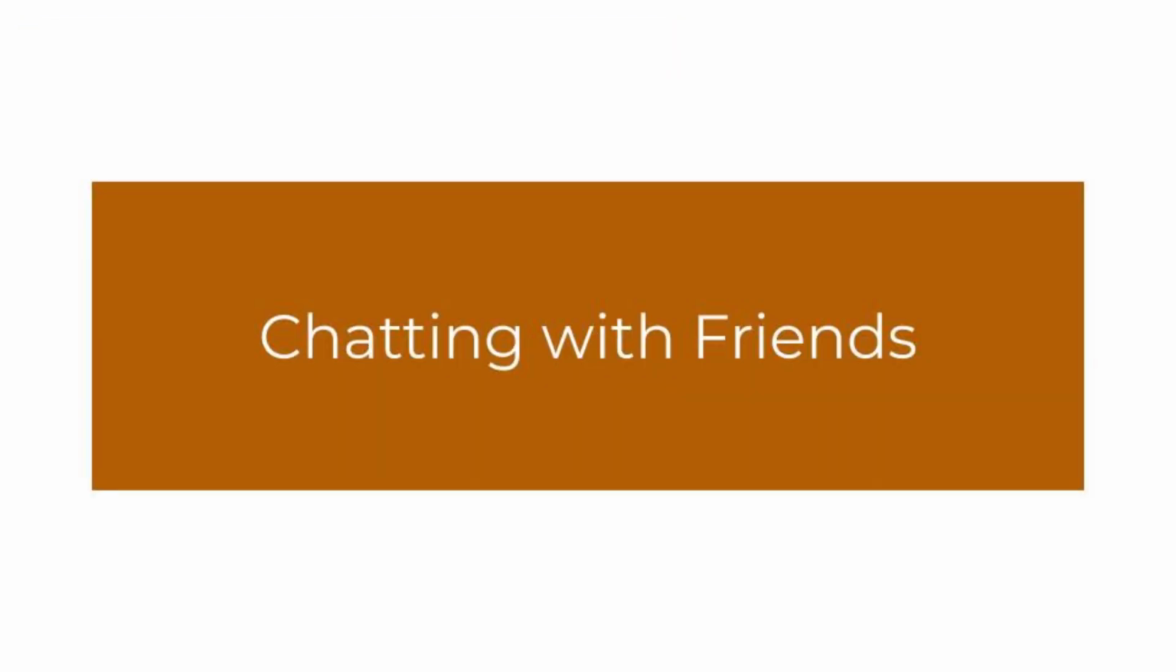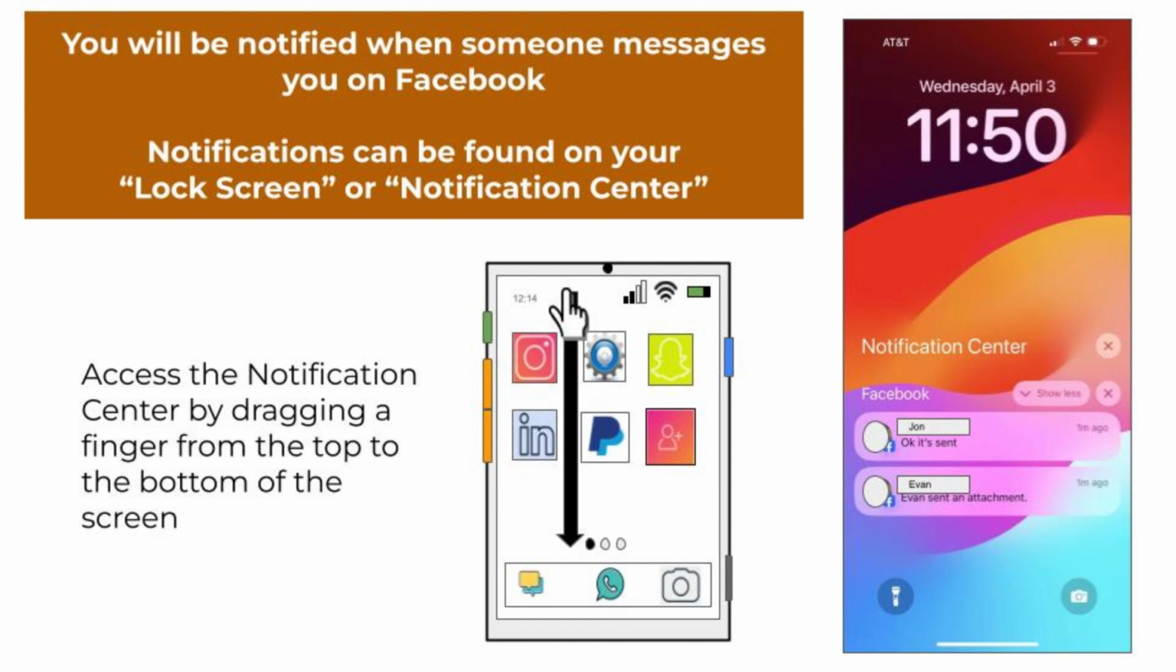Next, we will learn how to chat and send private messages to Facebook friends. This is similar to texting, but instead of using your phone number to message people, you message people using the chat function of Facebook. You will be notified when someone messages you on Facebook. Notifications can be found on your lock screen, which is the screen display shown when you click on the power button on your phone. You will also see Facebook messages in the notification center, which can be found by dragging a finger from the top to the bottom of the screen.